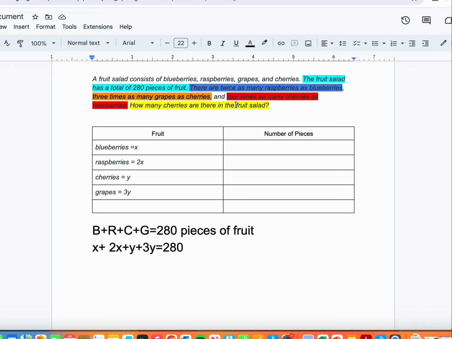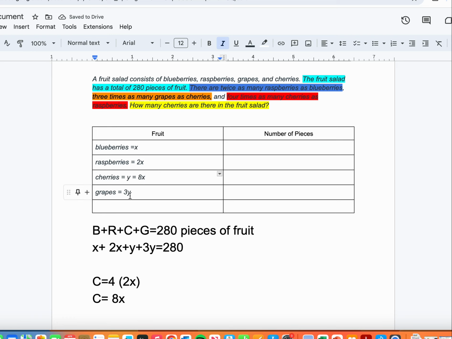If we look at our last clue, there are 4 times as many cherries as raspberries. So if you're trying to solve for cherries, cherries are going to equal 4 times as many raspberries. So cherries, y, is going to equal 4 times 2x, which gives us 8x. So we can plug in that y is the same as 8x.